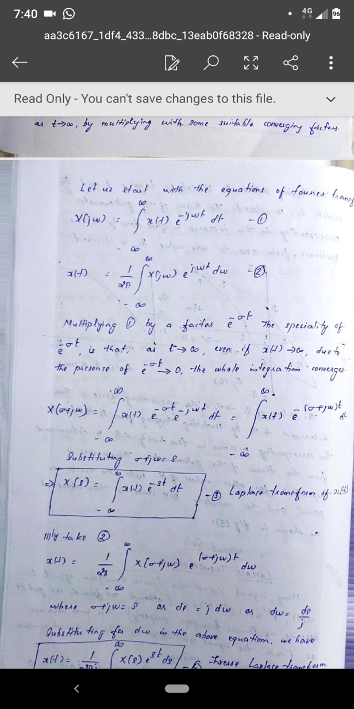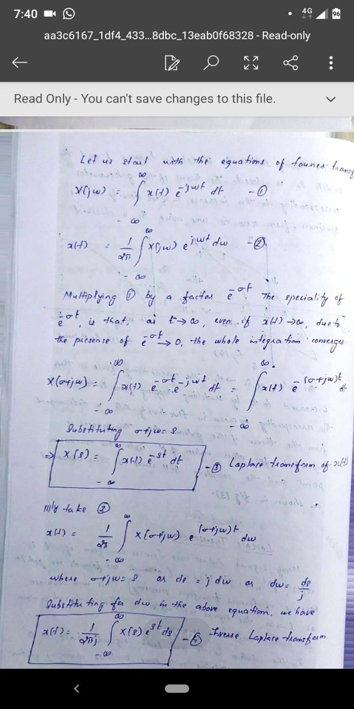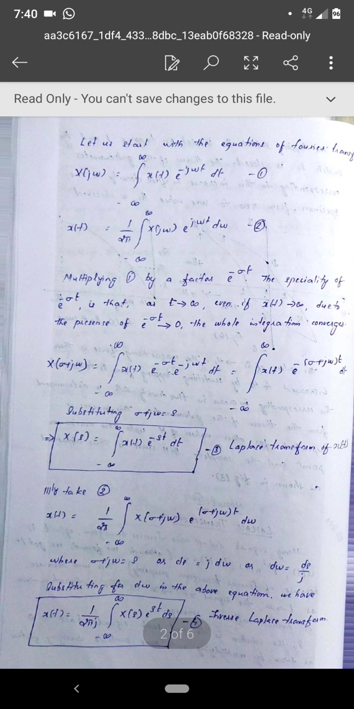Similarly, for equation number 2, we can substitute the converging factor e^(σt) there. If you do that, and take t outside, it becomes e^((σ+jω)t) and X(σ+jω) dω. The 1/2π is obviously outside, and that is x(t). Now we have to change everything in terms of s. We know that σ+jω is s, or ds is nothing but, since σ is a constant, j dω.